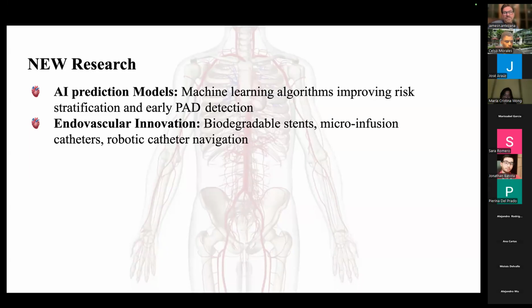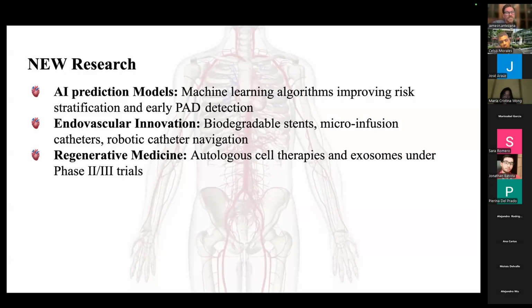Endovascular innovation: biodegradable stents are also in vogue and are being studied profusely. Microinfusion catheters, and then we have robotic catheter navigation. Now we can have a robot doing our work. We just sit in the back and watch them get radiated without us coming out of the room glowing.